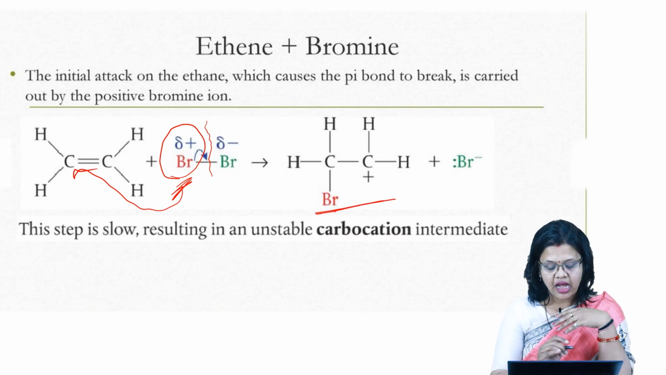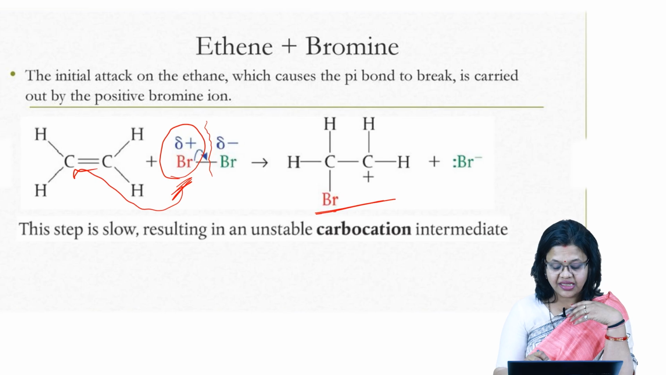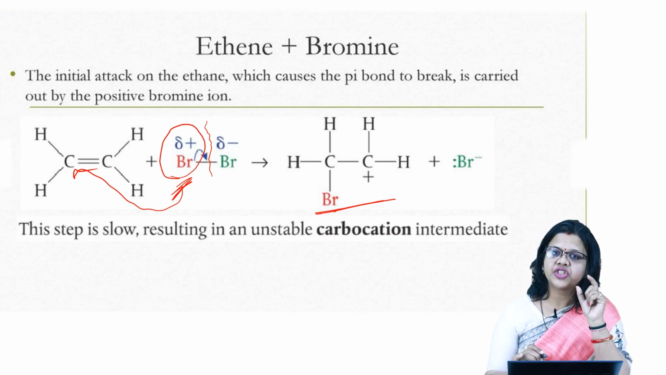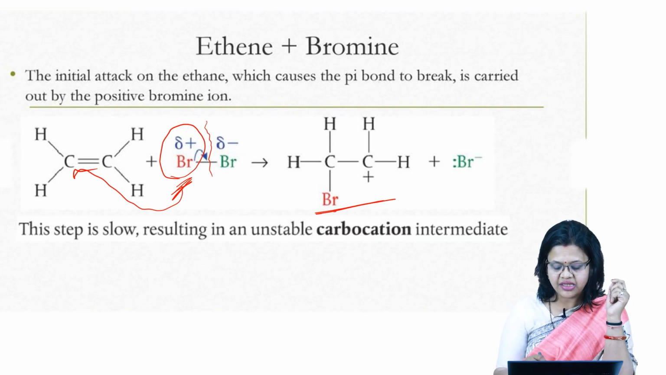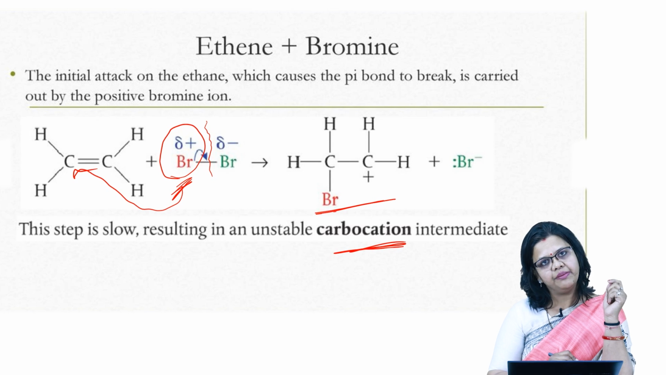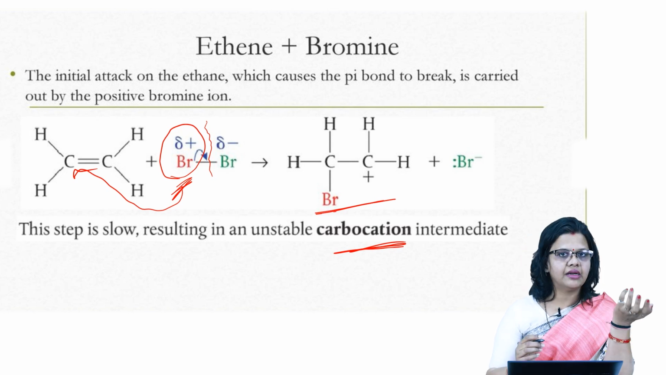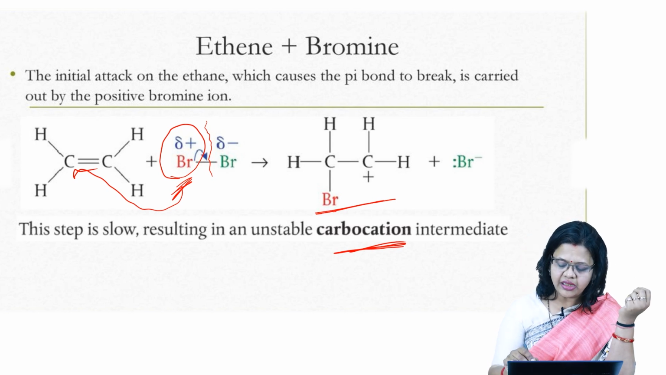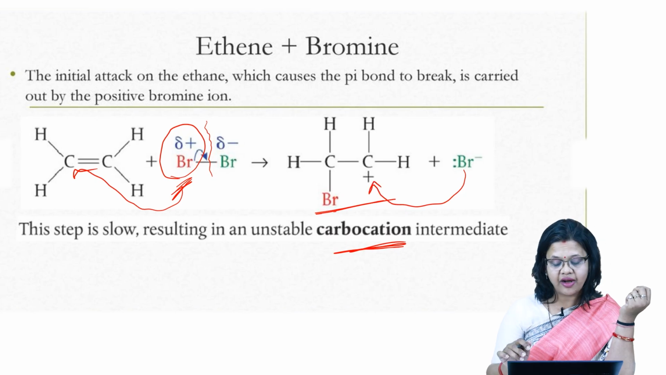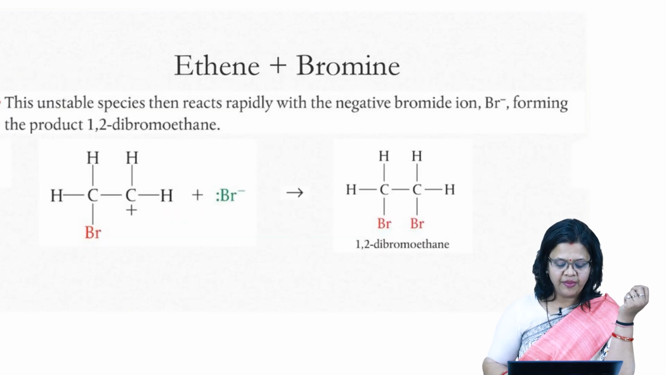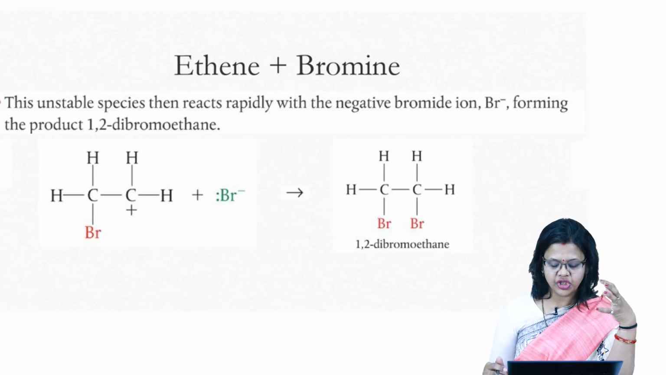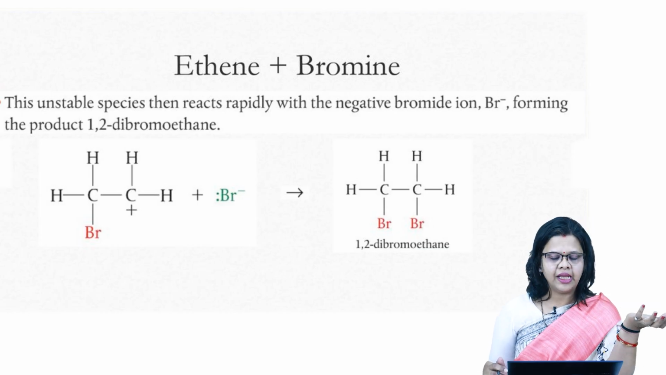The other carbon gains a positive charge, and such intermediates which obtain a positive charge are known as carbocationic intermediates. So, such a carbocationic intermediate is formed, and immediately the other negative part will come and attack it, resulting in the formation of our desired product, which is 1,2-dibromoethane.